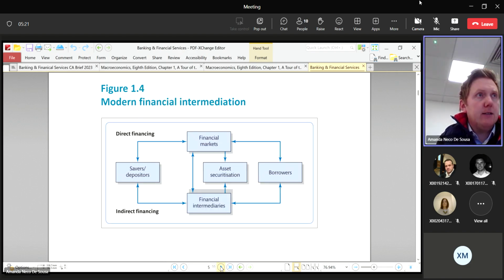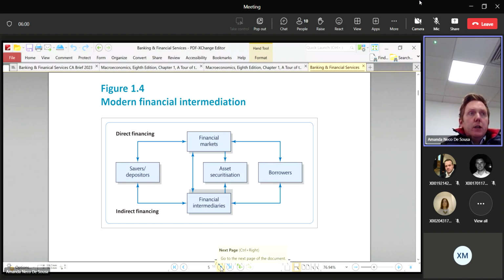Moving on to the next slide, this goes into more modern financing, and there's both direct and indirect financing involved. A borrower doesn't need to go through a bank to access funds. They can go for direct finance, where borrowers go directly to the market to raise money. If you think of the Irish government, it raises money directly from international investors, be they savers and depositors, via the financial markets or the bond market as it's called. Savers can also directly invest in the bond market if they wish to do so.